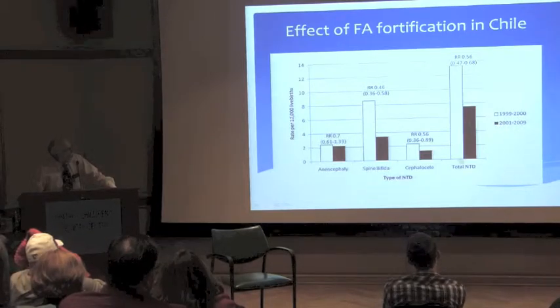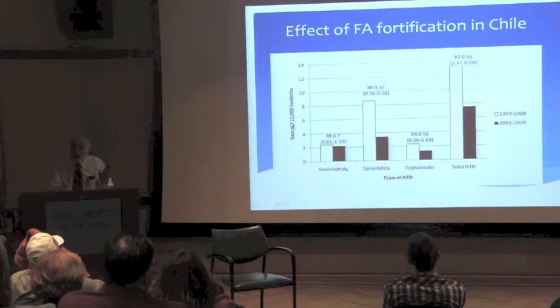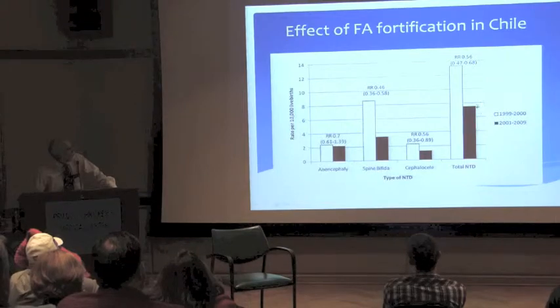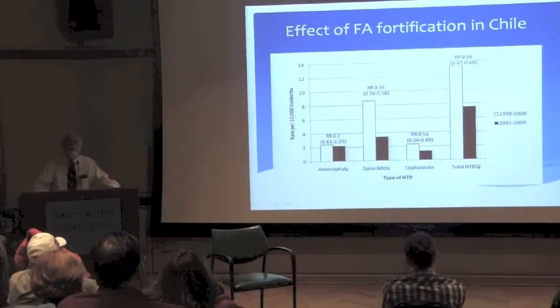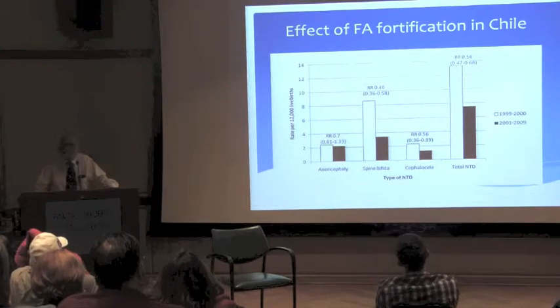So in all NTDs, we see that their frequency is about 12 in 10,000. So we see it's actually higher than 1 in 1,000. It's actually a higher risk than Utah and America for all NTDs. And you see that after food fortification, that number almost halved for NTDs in children with Chile.